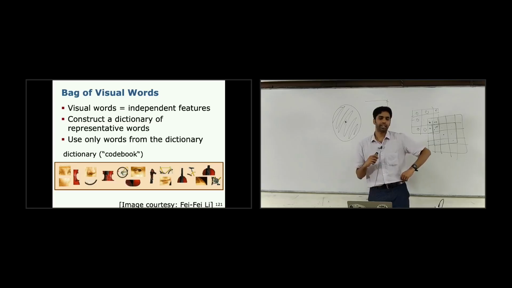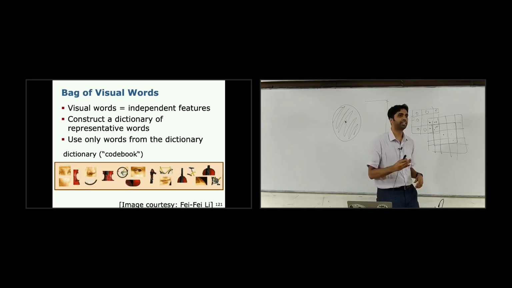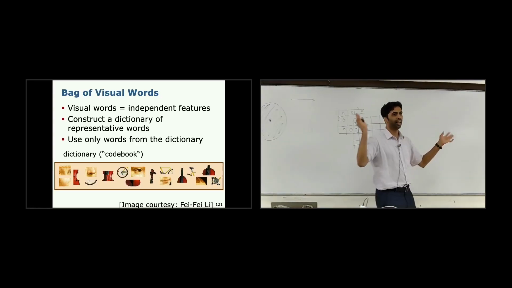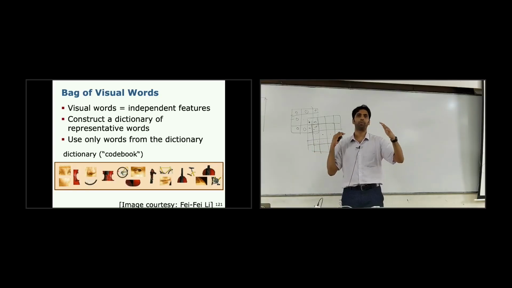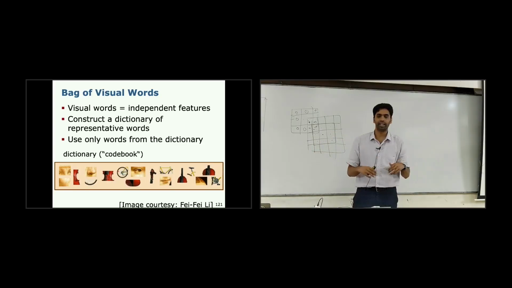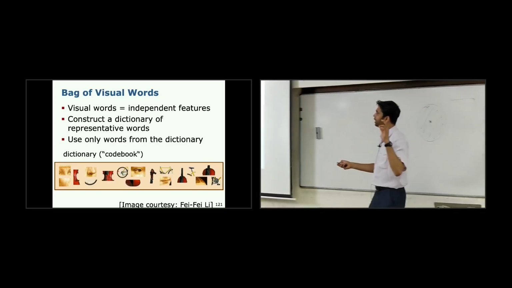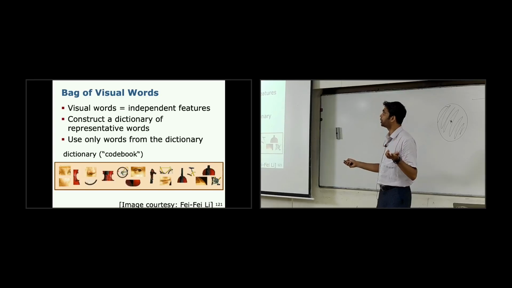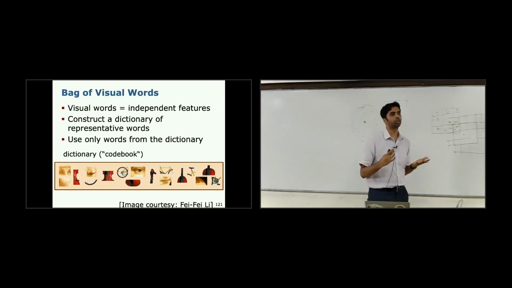So the first thing that you actually need to do is to create something that's called a code book or a dictionary. It's similar to the Oxford English dictionary that you have, right? There's a bunch of words. Everything that I say in principle should come from a word from that dictionary, right? Similarly, all your images will be a combination of words, or visual words, from your code book. But we first need to create this code book, right?